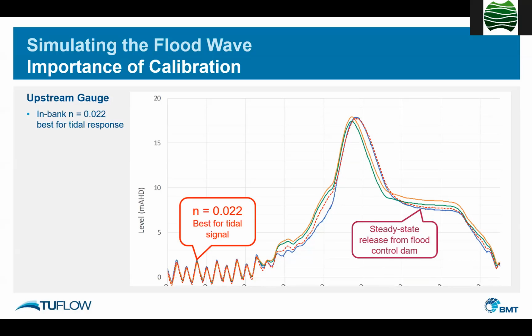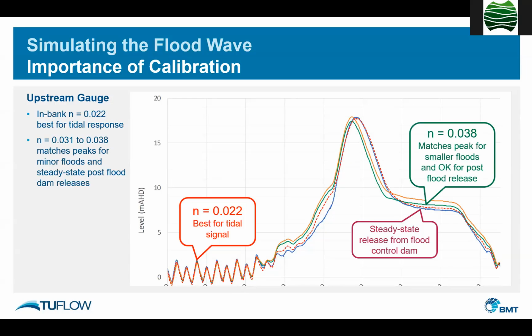The process we took was to first calibrate the tidal areas, and we came out with this. It's very common for us to come up with a Manning's N of 0.022. 0.02 to 0.025 generally gives you a very nice tidal signal. So we're very comfortable with that value as being a good in-bank Manning's N parameter.